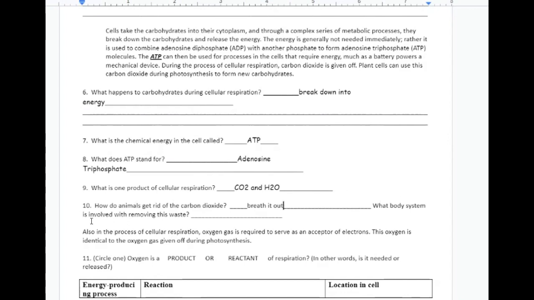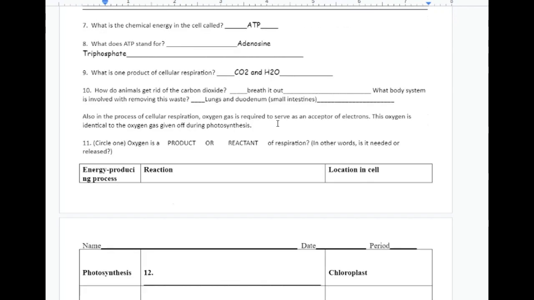What body systems are involved with removing the waste? That's where I told you. I probably should have written it. So we know the lungs and the duodenum, and actually that is the small intestines. You might have had to look that one up. Also, in the process of cellular respiration, oxygen gas is released to serve as an acceptor of electrons. This oxygen is identical.